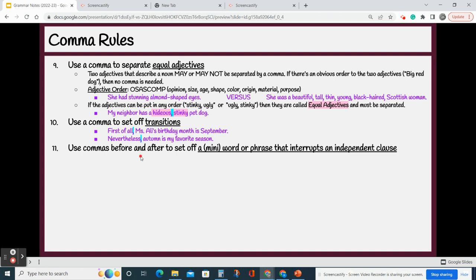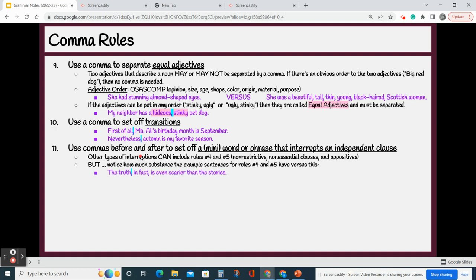Kind of go along with interruptions. We also use commas before and after a phrase or a mini phrase or a small word that interrupts an independent clause. So we have a full-size sentence, but then it's getting interrupted by a mini phrase or a word or two. And those interruptions can include stuff like non-restrictive or non-essential clauses and appositives, but notice compared to rules 4 and 5 how lacking in substance this example here is.